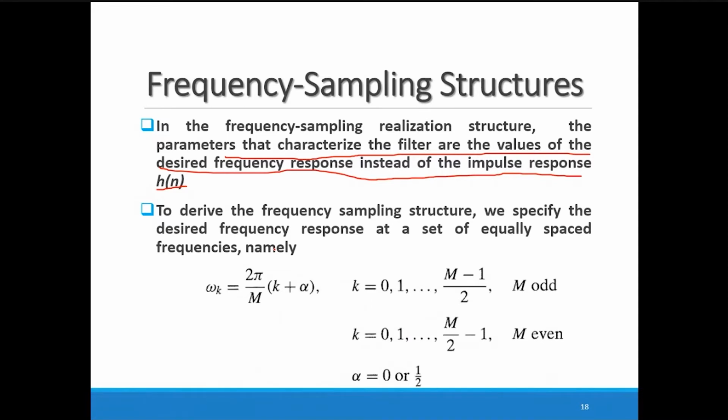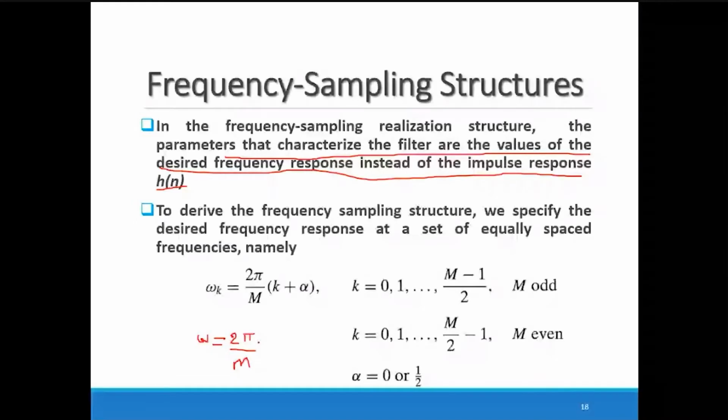To derive the frequency sampling structure means, whatever unit circle is given to you, if I plot that in the Z domain, you get a unit circle. That unit circle is now equally divided into frequencies. In general, omega k is equal to 2 pi by m into k plus alpha. We wrote this equation earlier also, omega is equal to 2 pi by m, where m is the number of points you require. So you divide the entire spectrum, the entire unit circle, by m points.